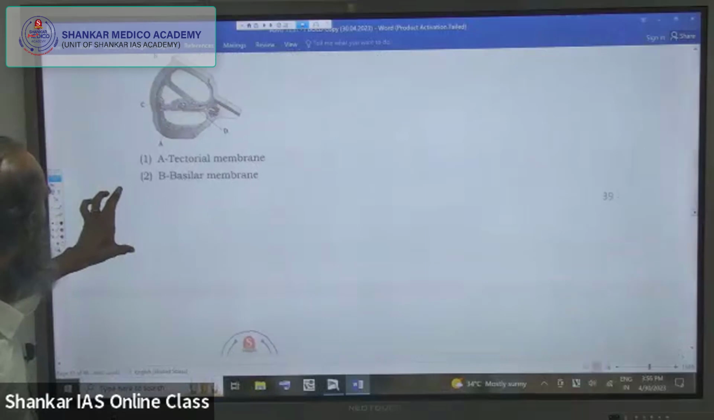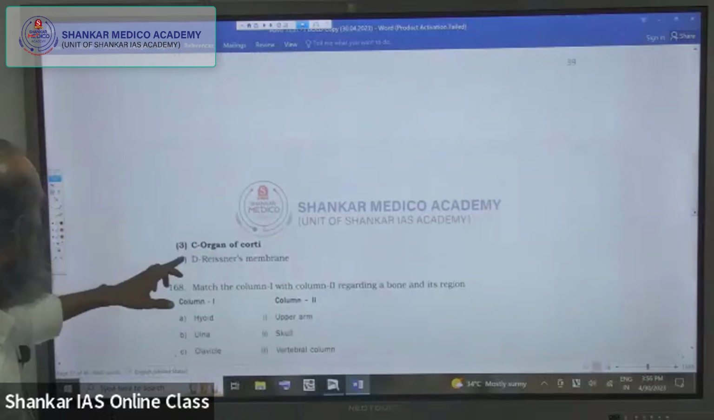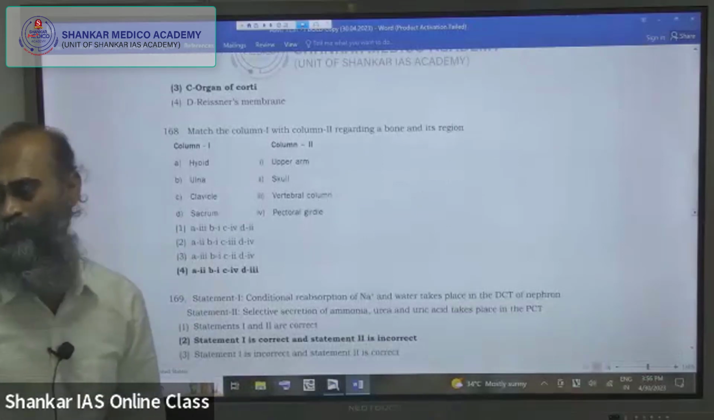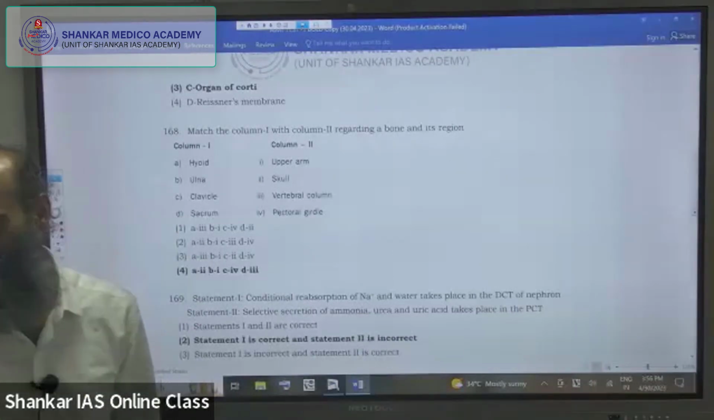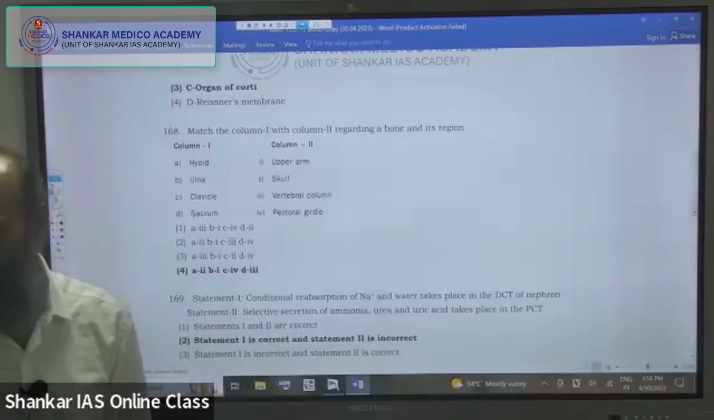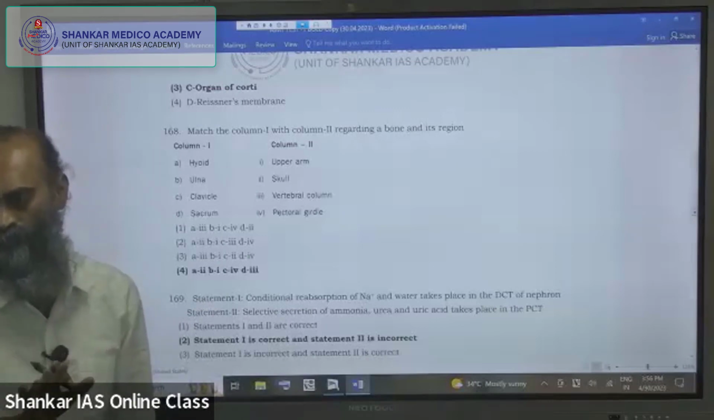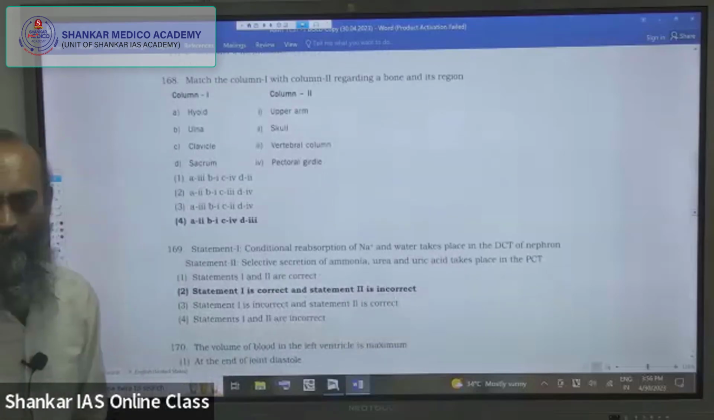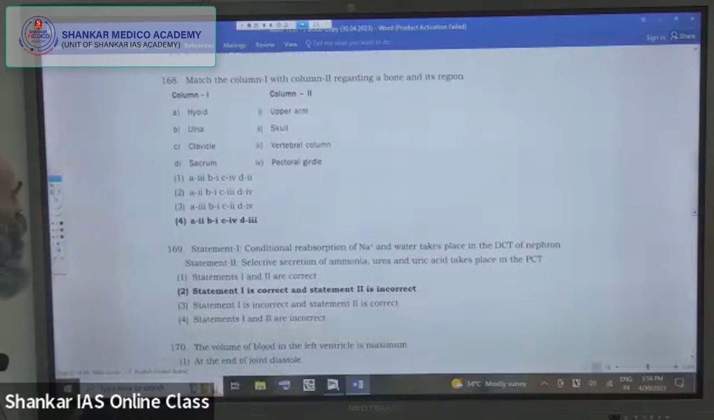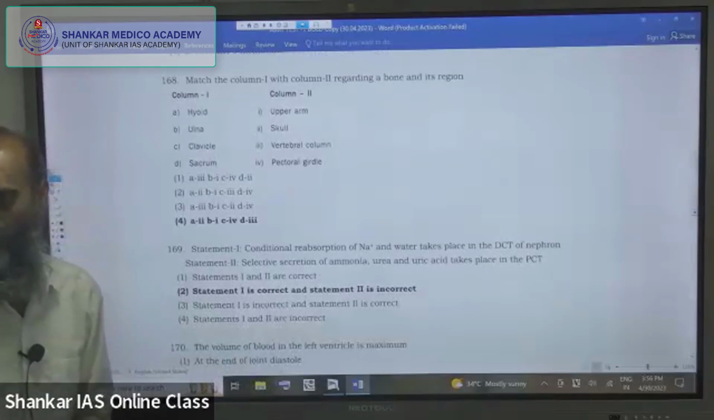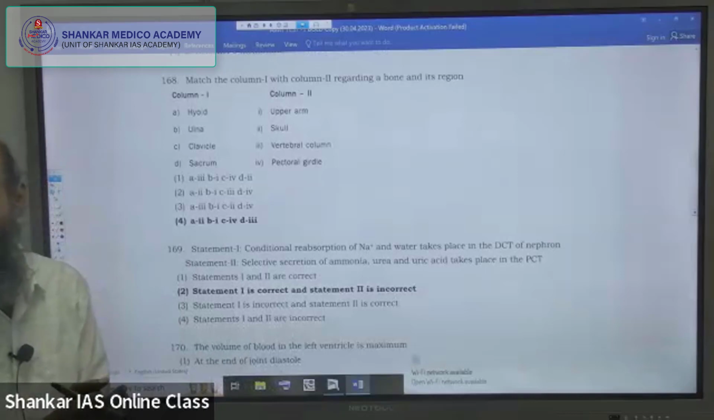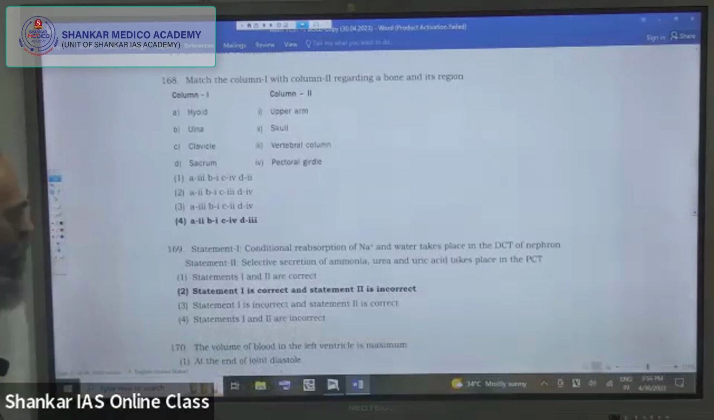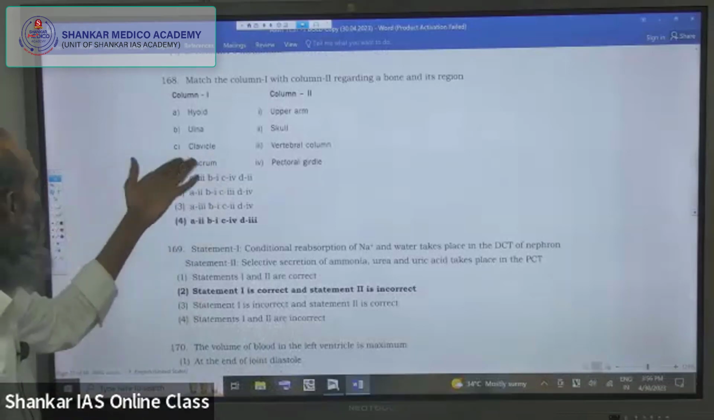Okay, this question, I think by the diagram you can know that C is the organ of Corti. Diagram based questions are not going to come; I am asking only about function. Diagram based questions have not been asked for the past 4 to 5 years. Hyoid bone is a part of the skull. Radius and ulna, actually it should be forearm. Always my paper will have mistakes, but I am here ready to correct it.